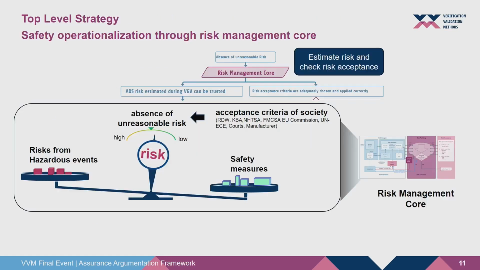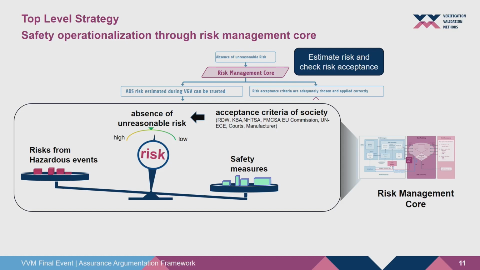So, the top-level strategy is the strategy that is dealing with how to operationalize the absence of unreasonable risk. It contains two aspects, and I partly prepared that already with my last slides. On the left-hand side in the argument, we are dealing with arriving at a trustworthy risk estimate. And this is not everything. We definitely need to select risk acceptance criteria and also lay out in our argument why the risk estimate is acceptable given a methodological approach to compare it against these acceptance criteria.